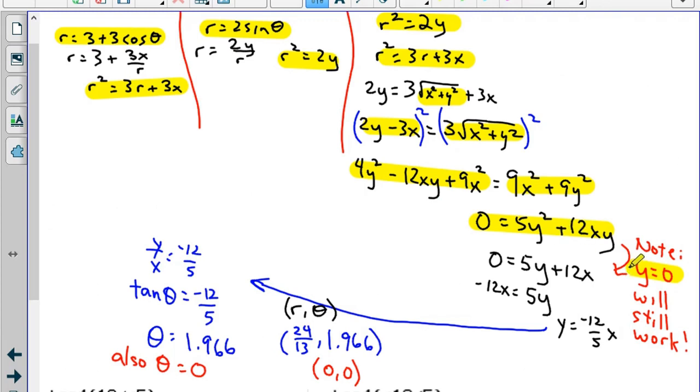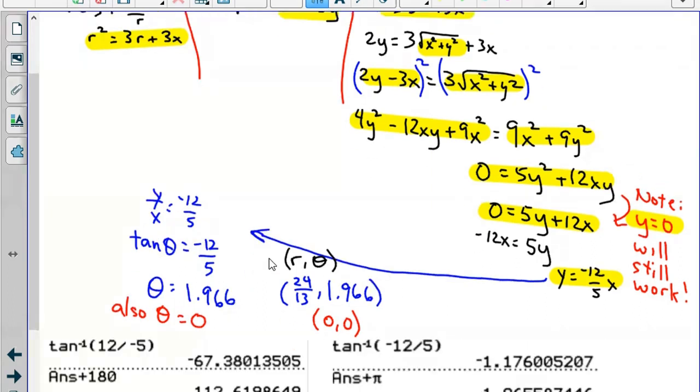So what I have here is 5y plus 12x equals 0. When I solve that, I get y equals negative 12/5 x. I rewrite it as y over x equals negative 12 over 5, which, if I remember, y over x equals tangent of theta. That means tangent of theta equals negative 12/5.